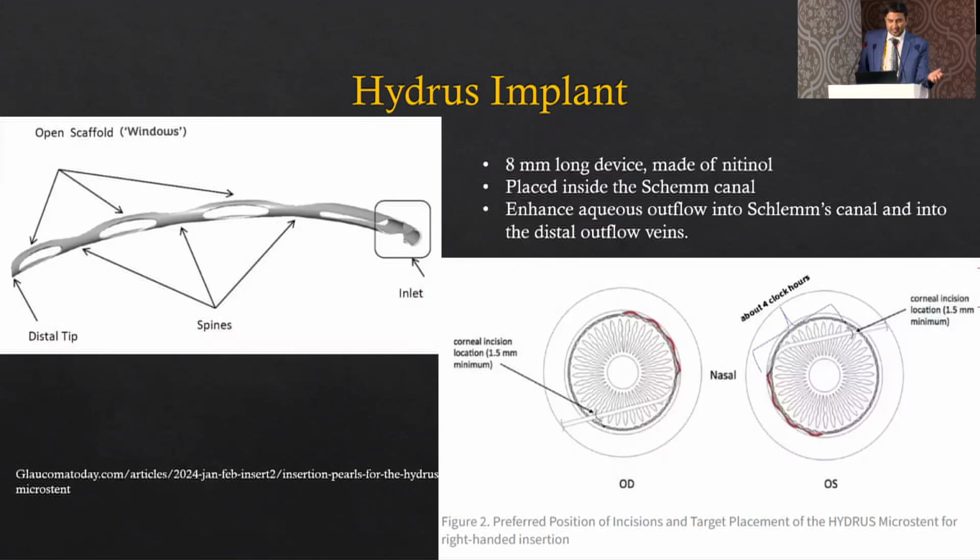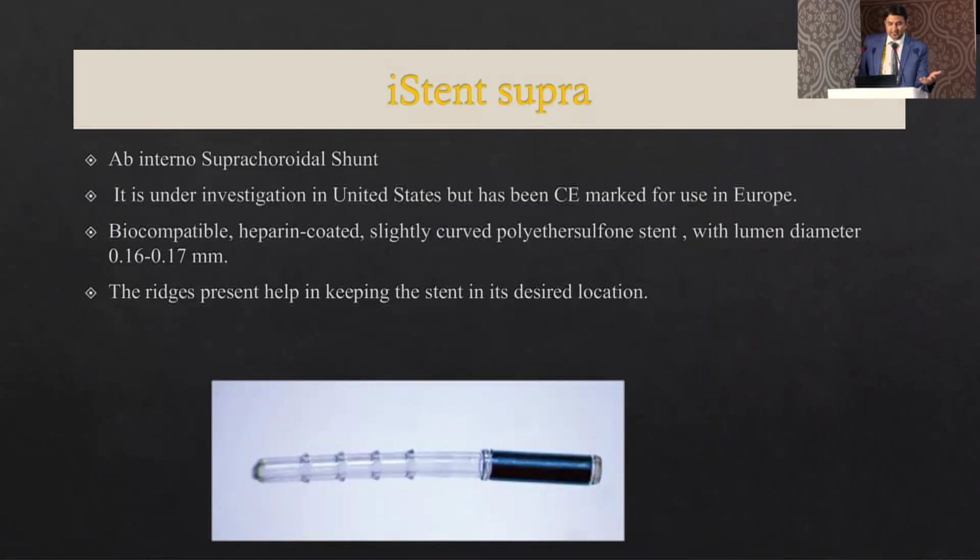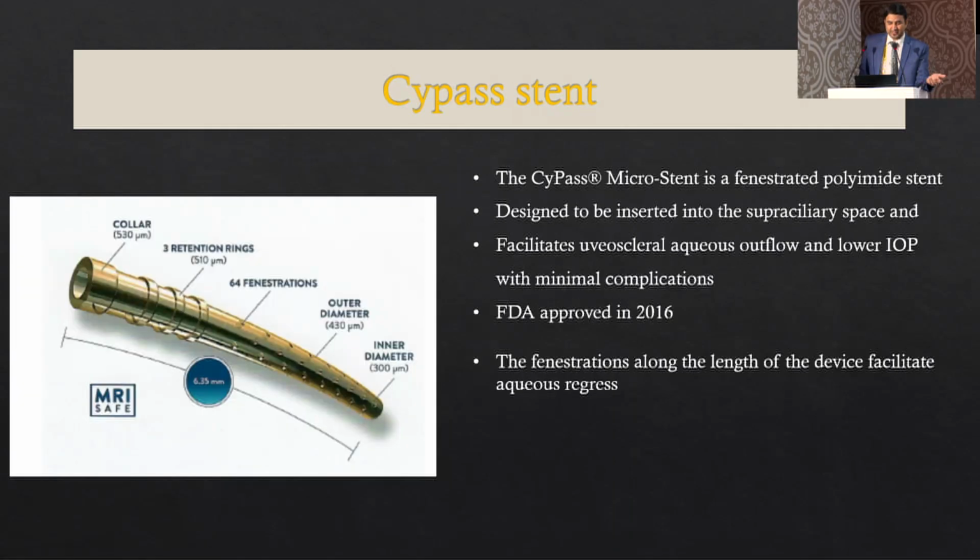This is the Hydrus implant. Hydrus is another implant, an 8 mm long device. It is implanted into Schlemm's canal under gonioscopic assistance. In this, aqueous flows into Schlemm's canal and into the distal outflow veins. This study compares the data of Hydrus with iStent. They found that iStent is inferior to the Hydrus implant, but Hydrus is, I think, not available in India right now. Then iStent Supra is there, which drains the aqueous into the supraciliary space. Then CyPass came. It was very promising because it drains into the supraciliary space, but it was then withdrawn.